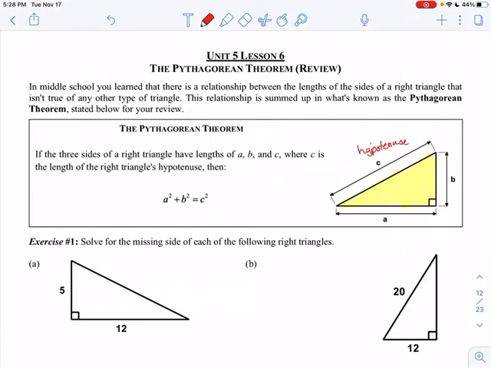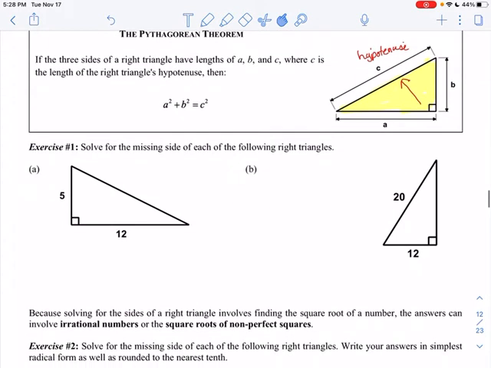Now the relationship between those legs and the hypotenuse is that A squared plus B squared equals C squared. So the A and the B don't really matter because I'm just going to be adding them. So those are the legs. They can go in either order. But the hypotenuse, which is across from the right angle, is the side that's by itself. And again, this is used to find the missing side of a right triangle.